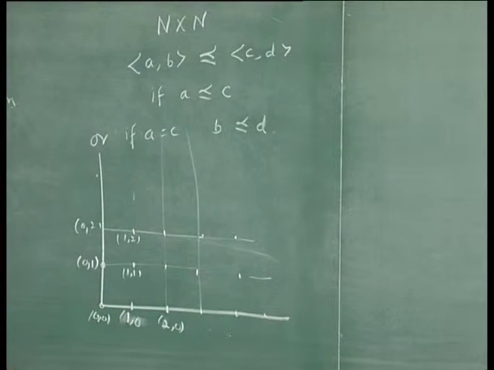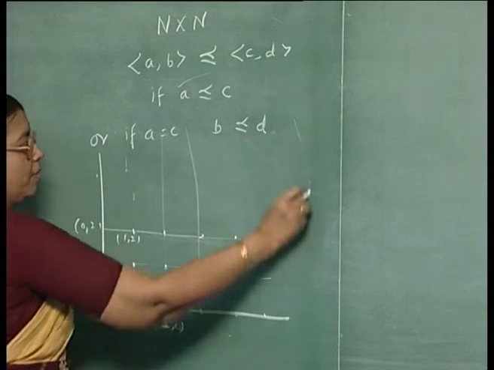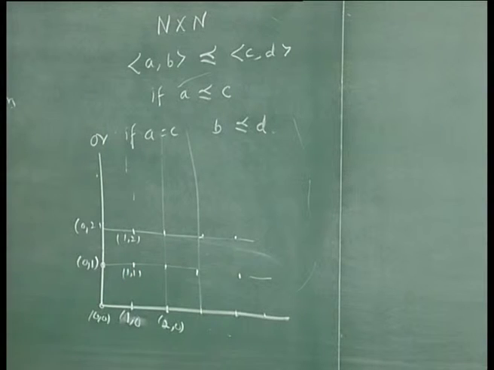If you take two elements, you can very easily say which one will come before which. And it is also a well order, because if you take any subset, there will be a least element. So it is a well order also. But you cannot put this well order into one-to-one correspondence with the set of natural numbers.